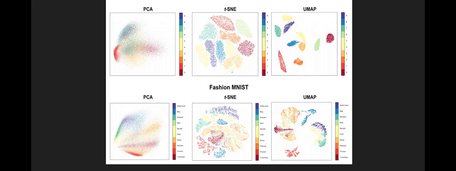Feature selection. Filter methods. These methods select features based on statistical measures like correlation, mutual information, or chi-squared test. They are computationally efficient but don't consider the interaction between features.